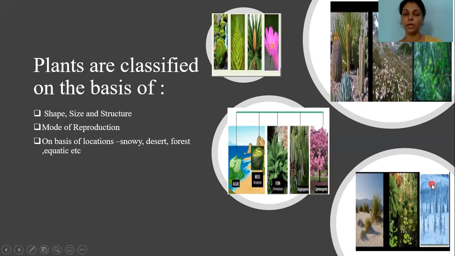Then again a snowy area where you will see all conifers. So these are different forms or types of classification of the plants. One on the basis of shape, size, structure. Second on the mode of reproduction. Third on the basis of location: snowy, desert, forest, aquatic.